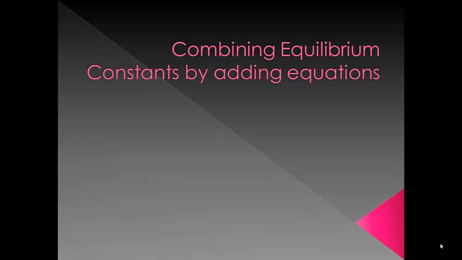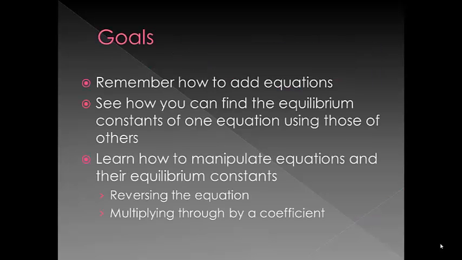Combining equilibrium constants by adding equations. After you've completed this video, you will have learned how to add equations together. You'll see how you can find the equilibrium constant of one equation using those of the equations that add to it, and you'll learn how to manipulate equations, including their Kc constants, by either reversing the equation or multiplying through by a coefficient.